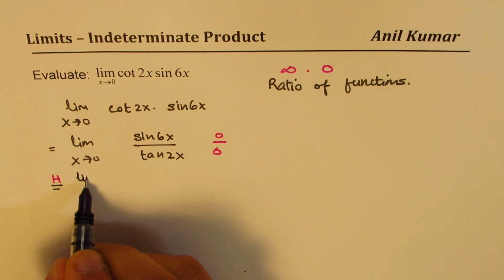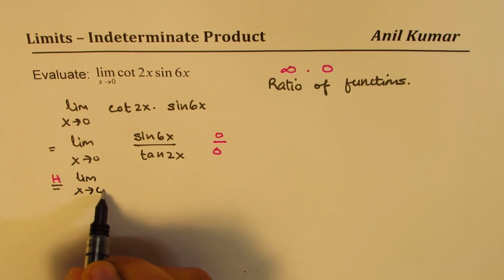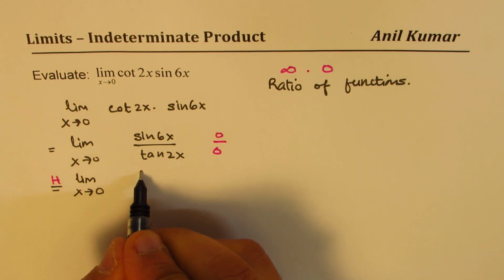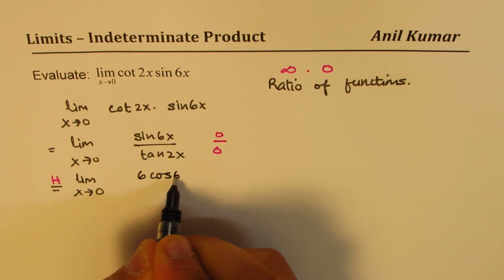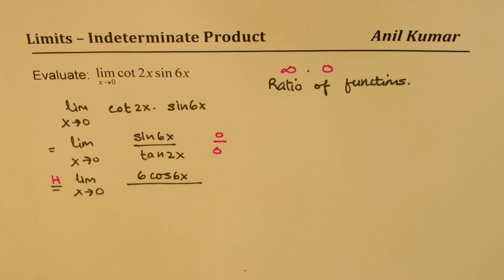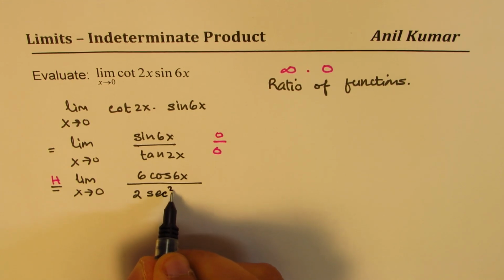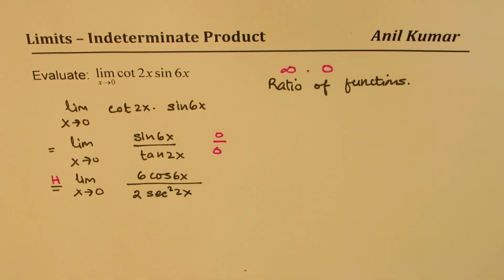So we get this as the limit as x approaches 0. And for sine 6x, the derivative is 6 times cos 6x, right? And for tan 2x, the derivative is 2 times secant square 2x. So that's what we get. Now, can we simplify this? I think we can, since secant and cosine are reciprocal functions. So that should help us to simplify this.